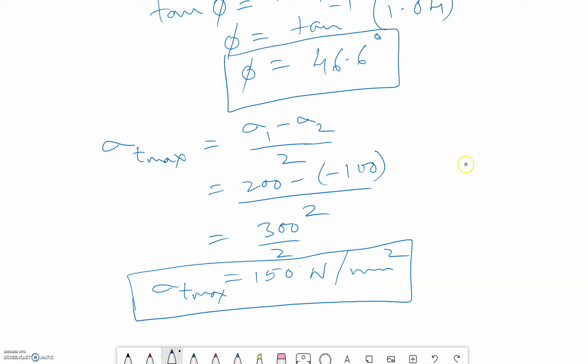Quite simple direct substitution, and in the next video we'll look at another problem that should give you enough confidence to understand how the numericals are worked out.